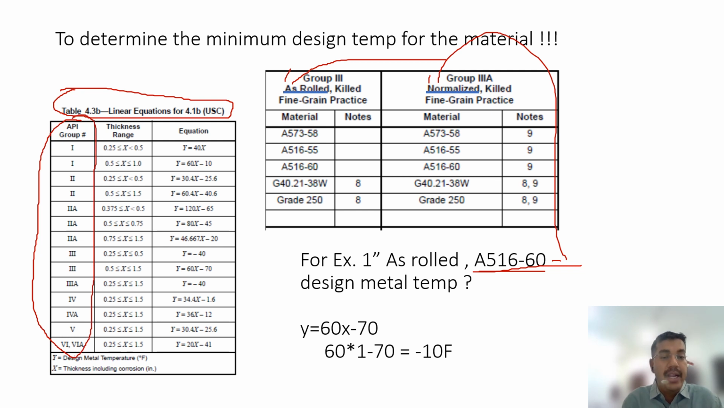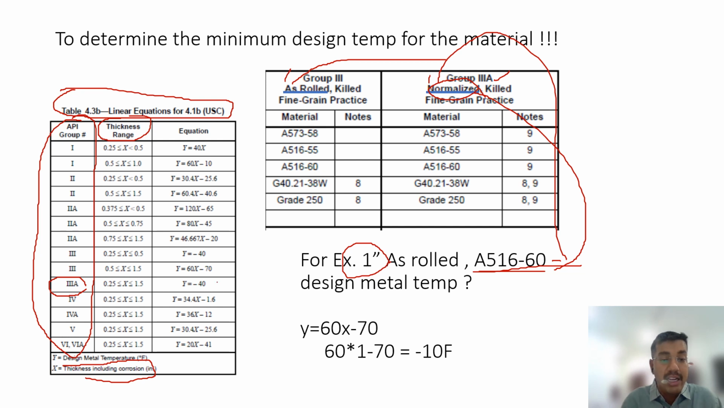Once you find the API group, you have to check the thickness range. Here I have mentioned 1 inch. So here it is normalized steel, and for API 516 Grade 60 normalized steel, it is 3A. So I went for 3A, and my material is 1 inch. X is the thickness including corrosion. So X is the thickness, and the range here is 0.25 to 1.5.